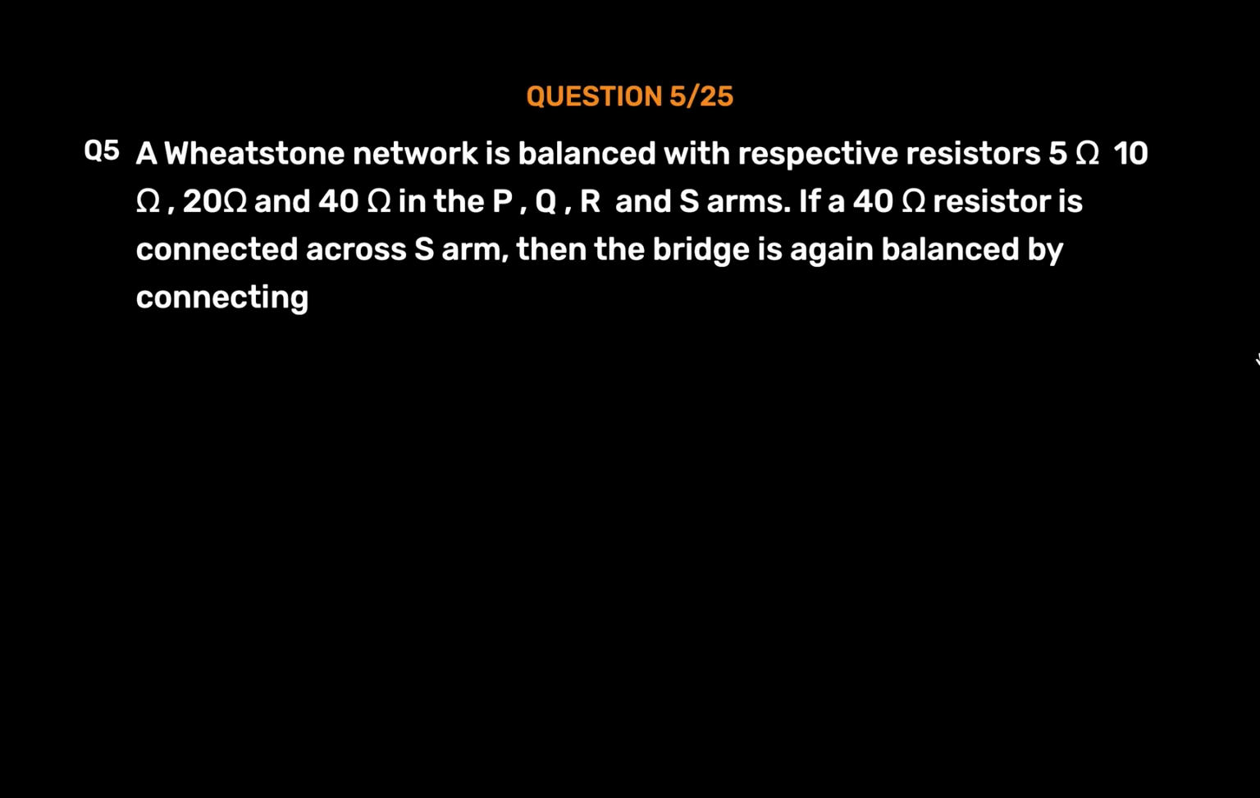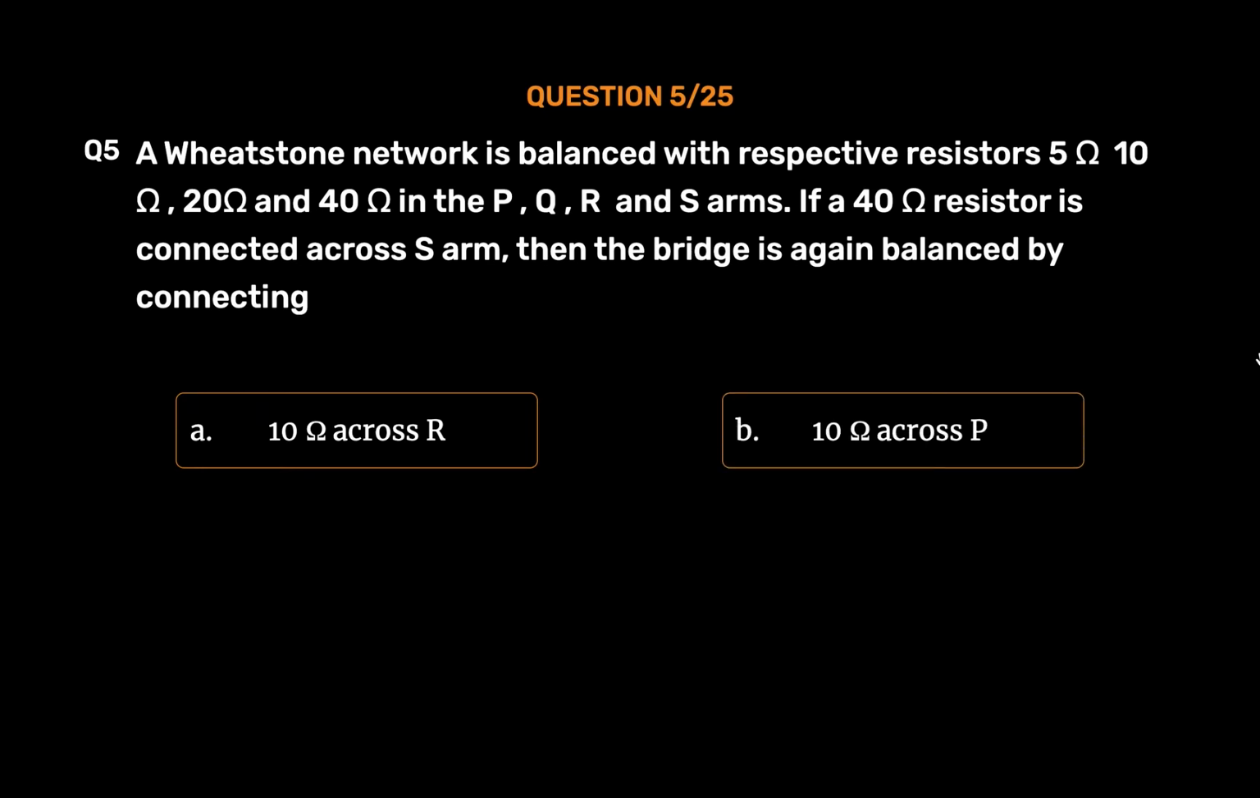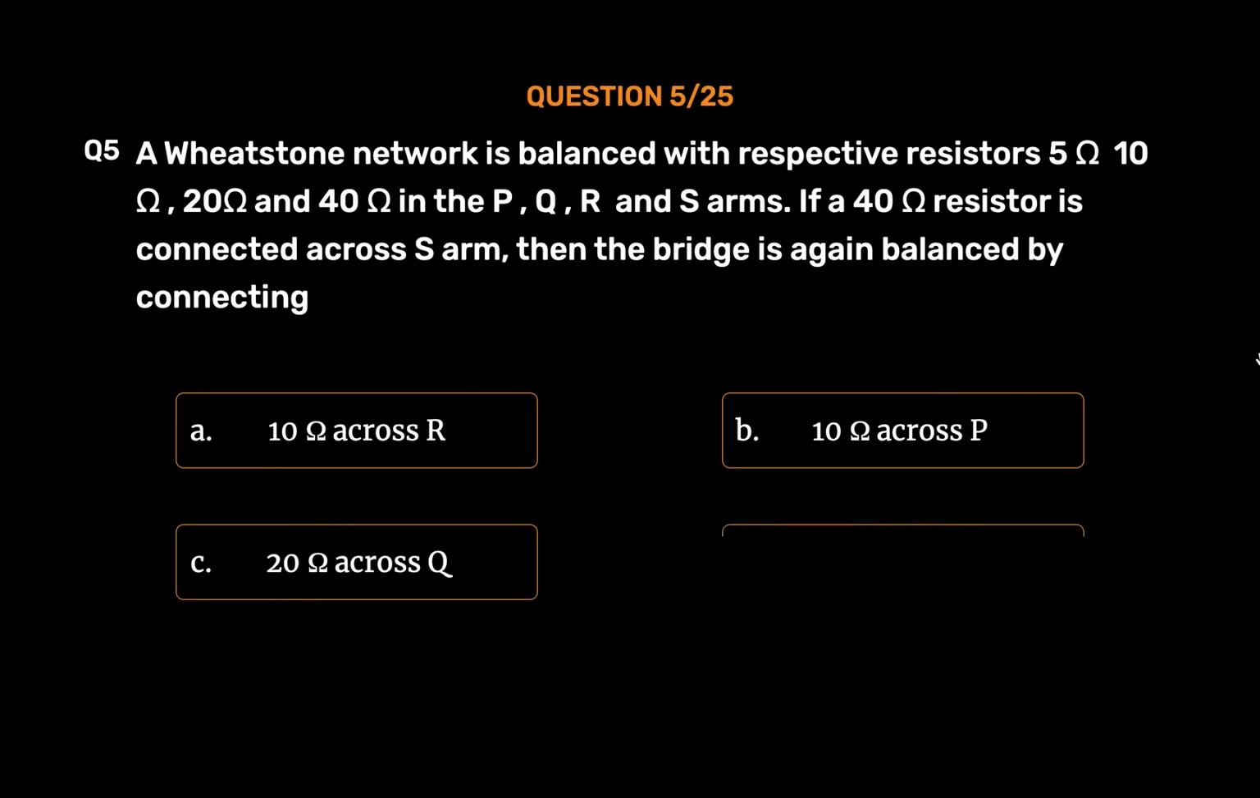Question number 5. A Wheatstone network is balanced with respective resistors 5 ohms, 10 ohms, 20 ohms and 40 ohms in the P, Q, R and S arms. If a 40 ohms resistor is connected across the S arm, then the bridge is again balanced by connecting: Option A, 10 ohms across R. Option B, 10 ohms across P. Option C, 20 ohms across Q. Option D, 10 ohms across Q. The correct answer is Option D, 10 ohms across Q.